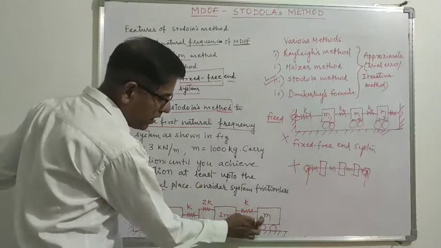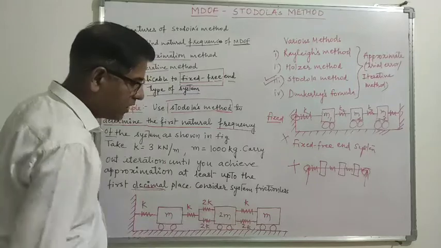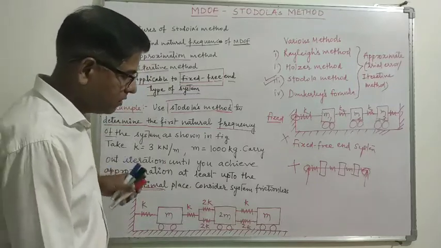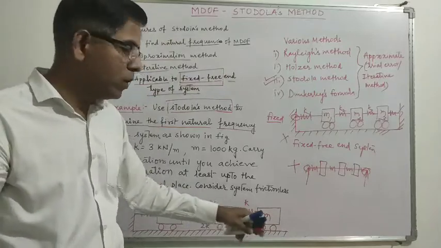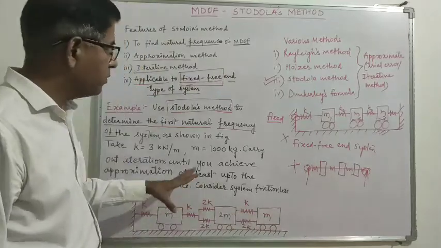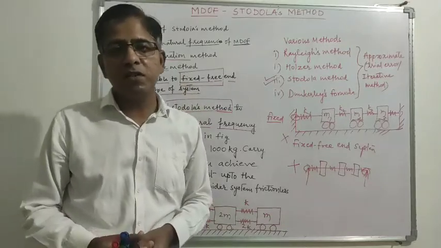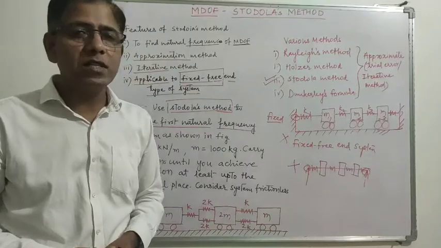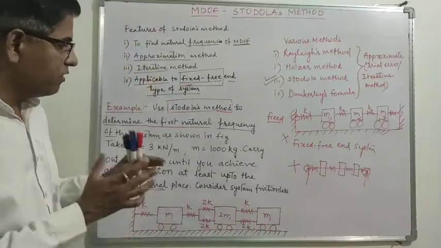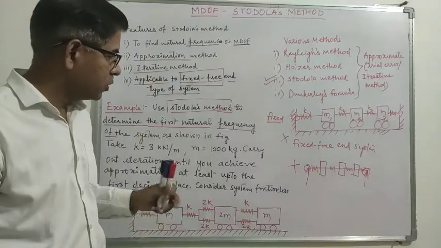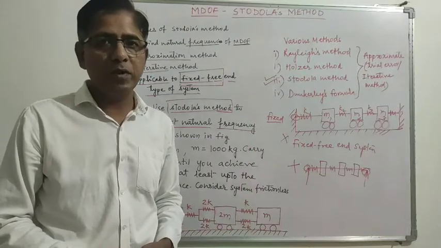Similarly, between 2m and m there are two parallel springs, so we need to find the equivalent stiffness of the spring between 2m and m. So this is a problem, and we need to apply Stodola's method for finding the first natural frequency up to an accuracy of 1 decimal. So we will apply the Stodola method. For this I will make one table and then I will explain.